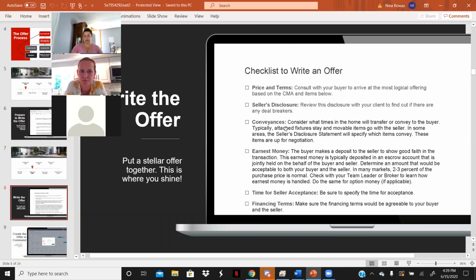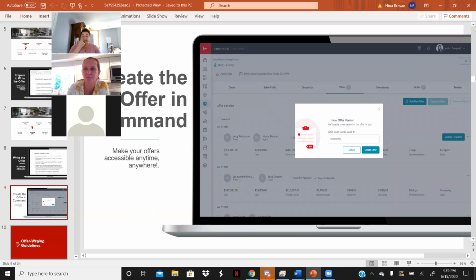So there we go, we just talked about that. Earnest money, financing terms, okay. And then hopefully we've created an opportunity. This is other stuff that we can do, but I know through other classes that we've already created an opportunity and we know what that looks like. And then we go through the offers tab in Command and put in all of our information.